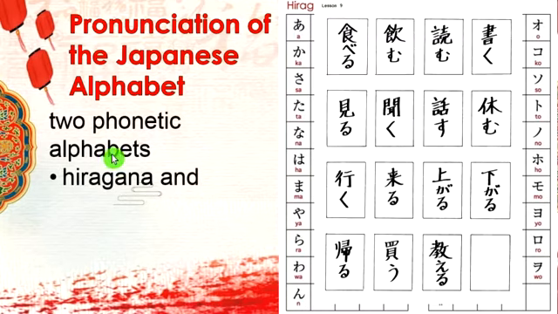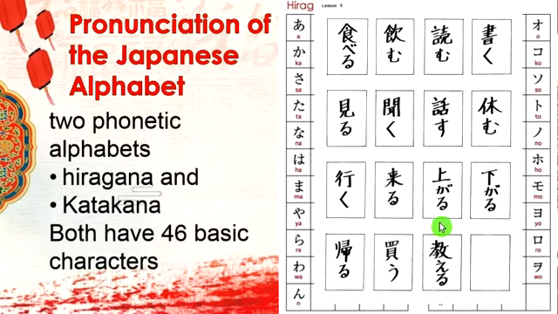Again, there are 2 phonetic alphabets, hiragana and katakana. The hiragana and katakana alphabets both have 46 basic characters and share the same sounds. Hiragana is used in every Japanese sentence in conjunction with kanji. Katakana, on the other hand, is mainly reserved for foreign names and loan words. Since these 2 alphabets are phonetic, anything you can say in Japanese, you can write down using these characters.